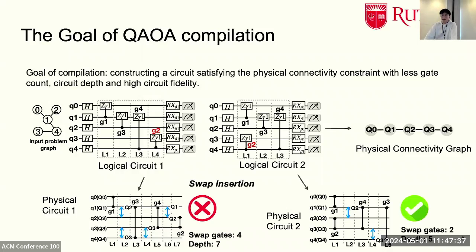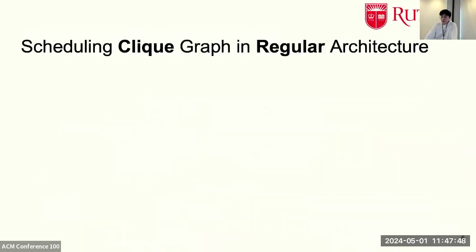Compiling a QAOA circuit is hard. It has an exponential number of choices of circuits to compile. This adds another degree of freedom for compiling QAOA programs. So our approach begins with compiling the input of a clique graph within a regular architecture, achieving linear bounded circuit depths.